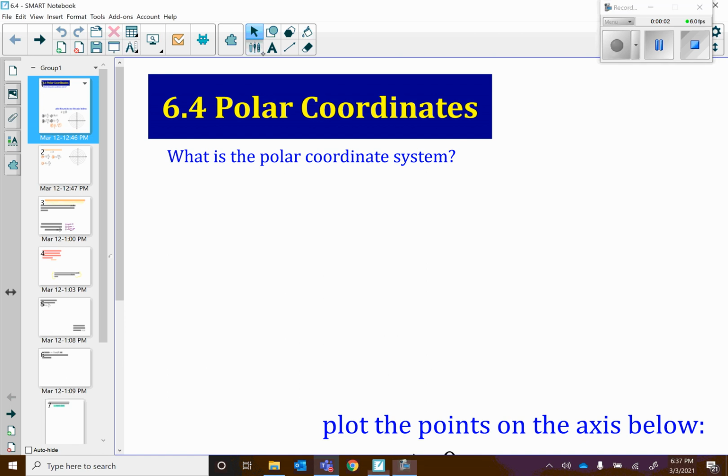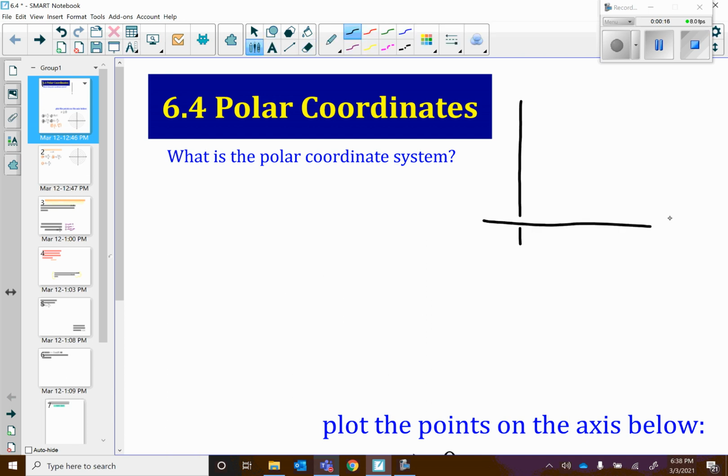Hi Pre-Calc, we're going to talk about polar coordinates. But before we can talk about the polar coordinate system, we have to make sure we know what our XY axis business is all about.